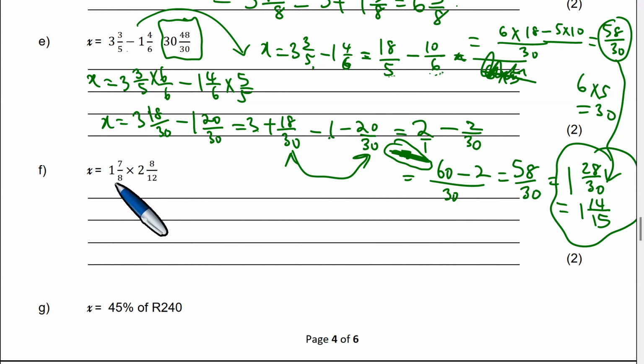So I'm kind of struggling a bit. Yeah, do you understand the question? I'm saying change 1 and 7 over 8 to an improper fraction. So you must say 1 times 8 plus 7. 1 times 8 plus 7. What is 1 times 8? 8. Plus 7?